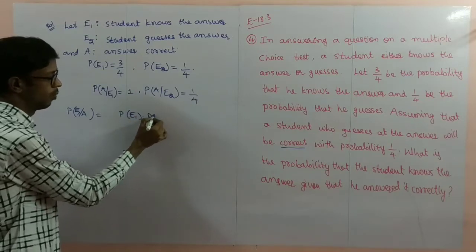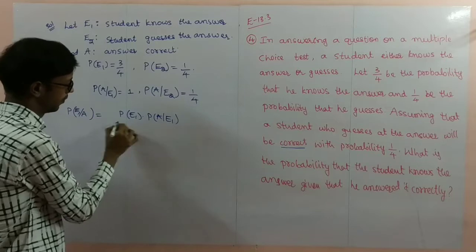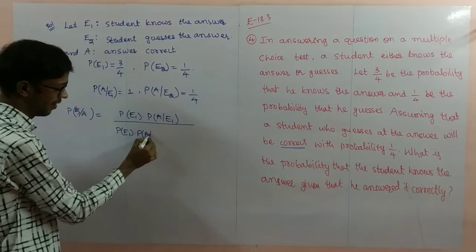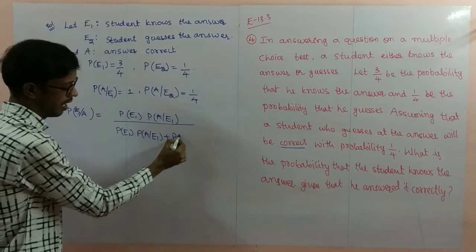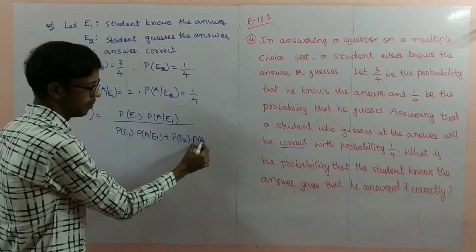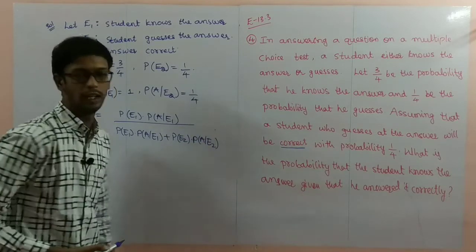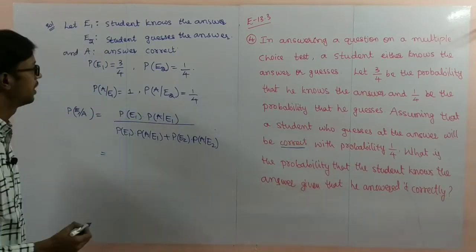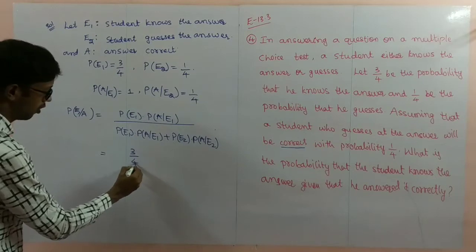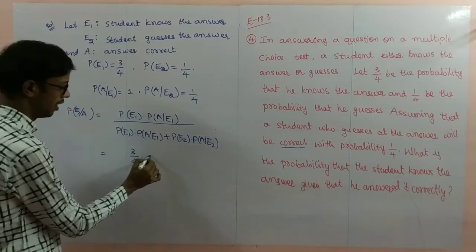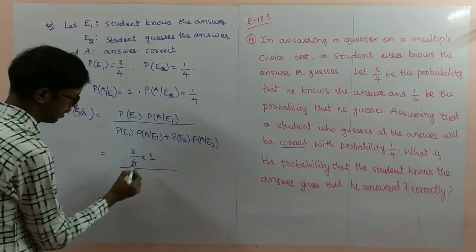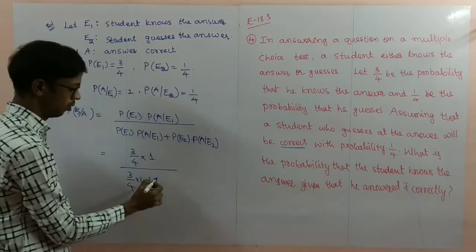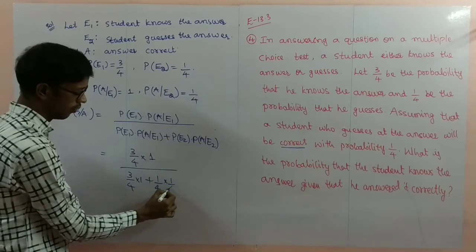So now you have to write the formula, Bayes theorem: P of E1 into P of A given E1, divided by P of E1 into P of A given E1 plus P of E2 into P of A given E2. This is the Bayes theorem formula. Now substitute all values. P of E1 is 3 by 4 into A given E1 is 1, divided by 3 by 4 into 1 plus E2, 1 by 4 into 1 by 4.